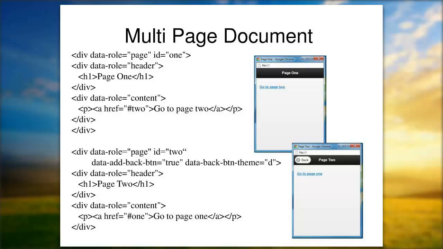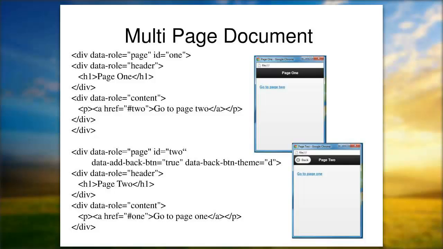All right, so data-add-back-button equals true. It will automatically put a back button. And if you look at the screenshot on the right, look at that pretty little back button. And of course, we can give it a different theme. And that will automatically go back 1 page in history.